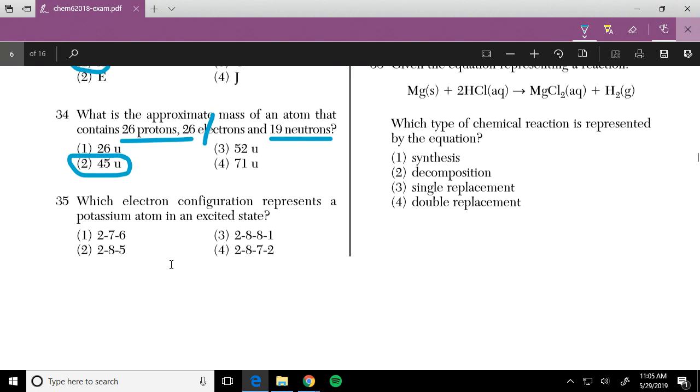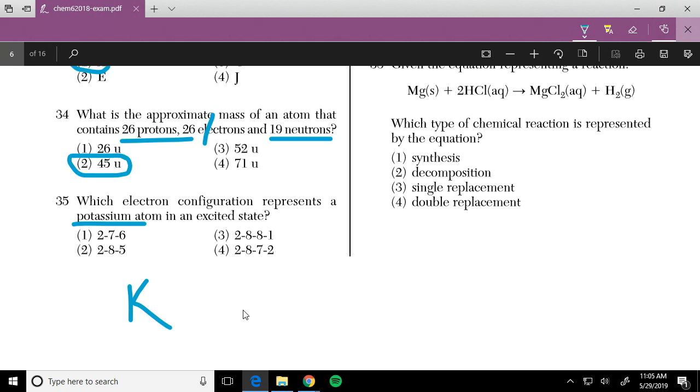Okay, 35. Which electron configuration represents potassium, which is element K, in an excited state? So first thing I need to do is go to the reference table and find me K.